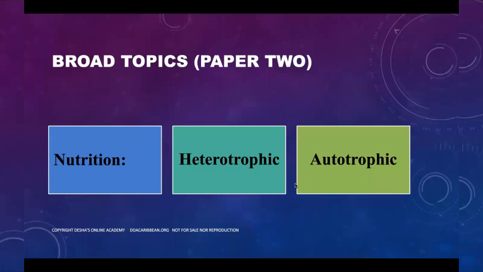Let's start with autotrophic mode. So in this mode of nutrition, food is synthesized by organisms called autotrophs. So they make their own food, and they make their own food during a process called photosynthesis. Don't worry, we're going to talk about photosynthesis a little bit later, right?